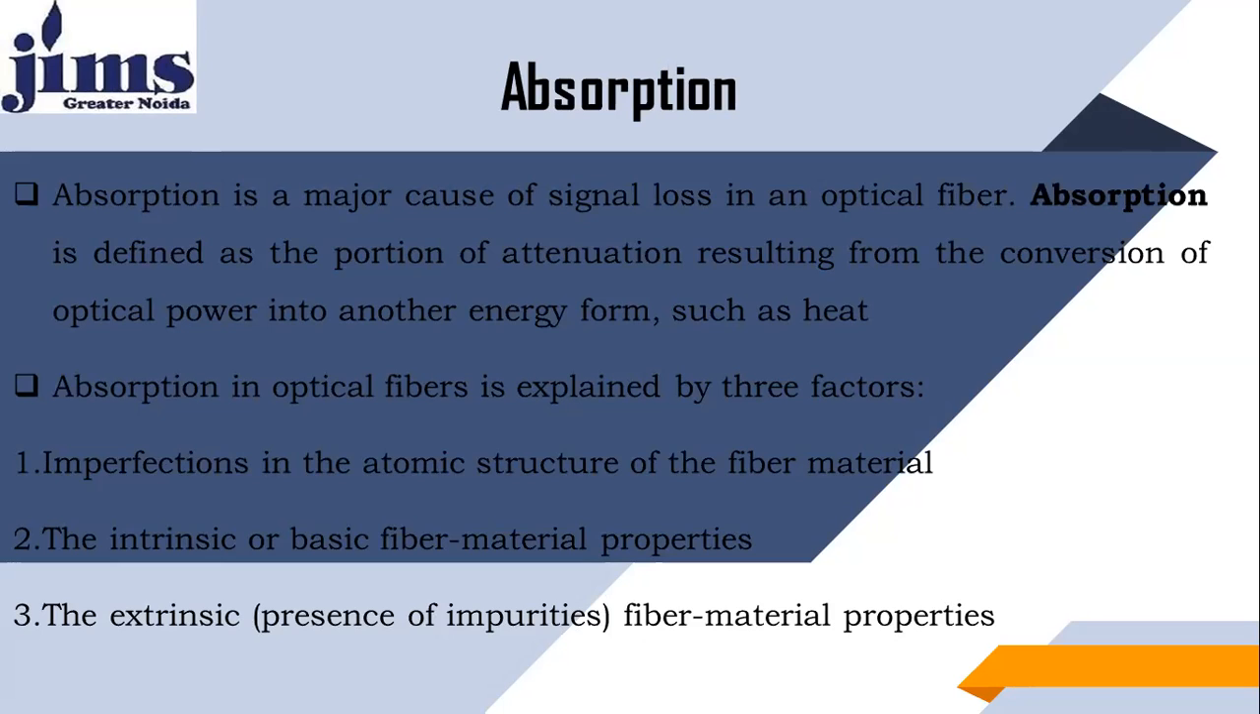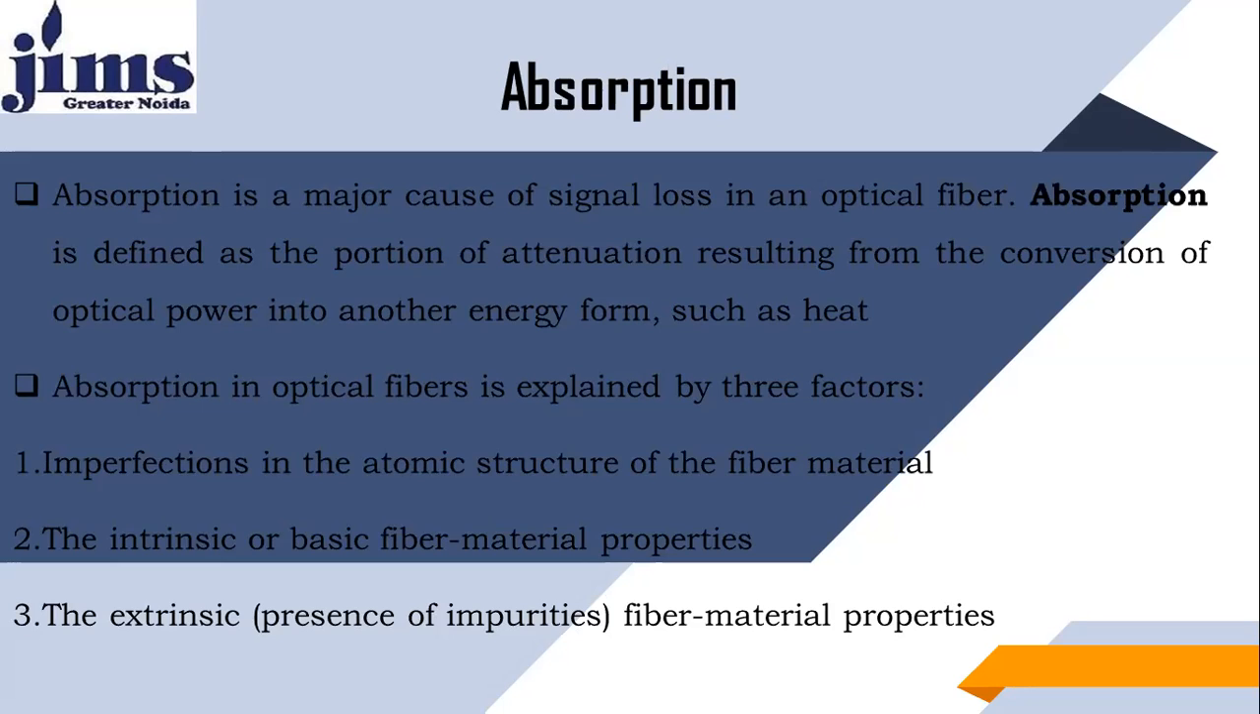Second one is intrinsic or basic fiber material properties. Means the materials that are used in the manufacturing of optical fiber create absorption, and that absorption comes in the category of intrinsic absorption, because this absorption is due to the intrinsic or internal materials of optical fiber, and you cannot avoid this because these materials are used in the manufacturing process, right?